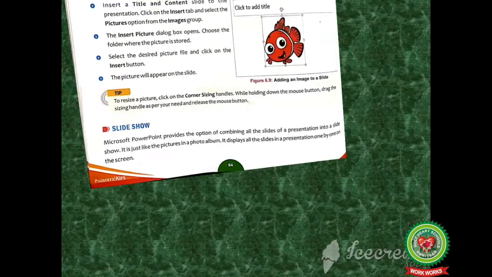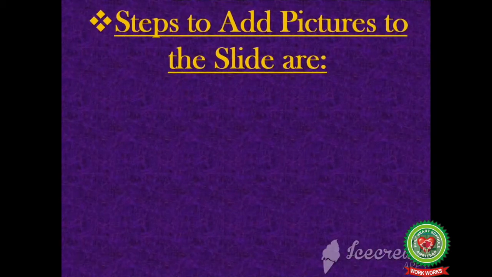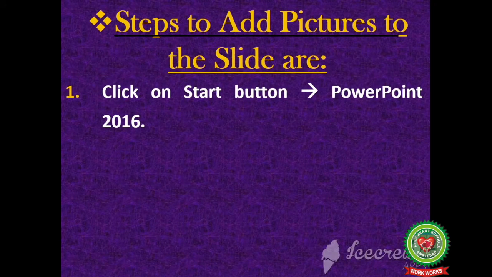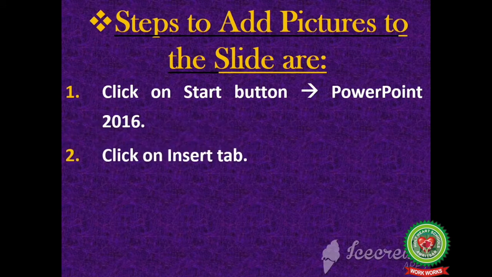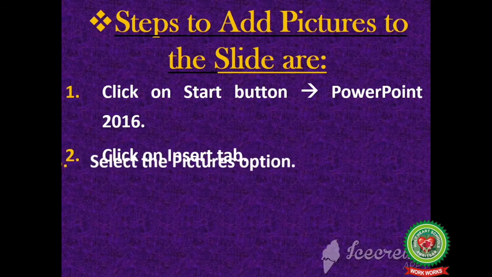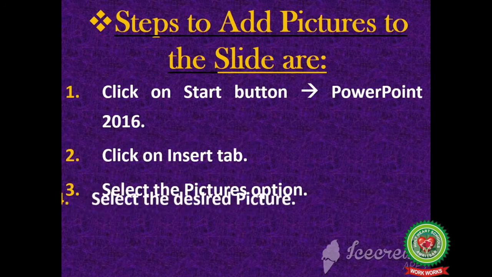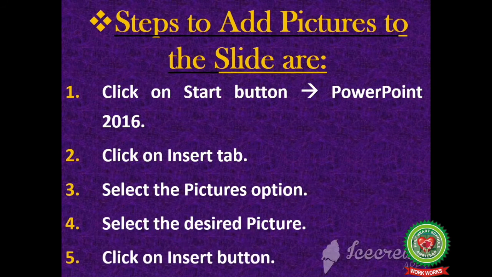Now the next topic on page number 64 is adding pictures to the title and content slide. And the steps to add pictures to the slide are: click on Start button PowerPoint 2016. Second step is click on Insert tab. Third step is select the pictures option. Fourth step is select the desired picture. And fifth step is click on Insert button. So let's do its practical.